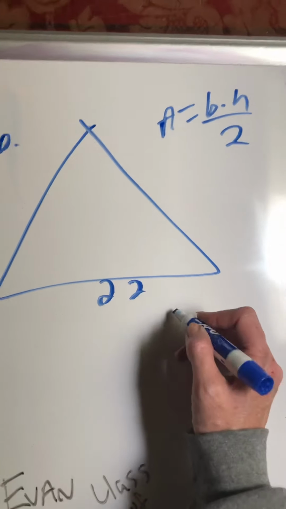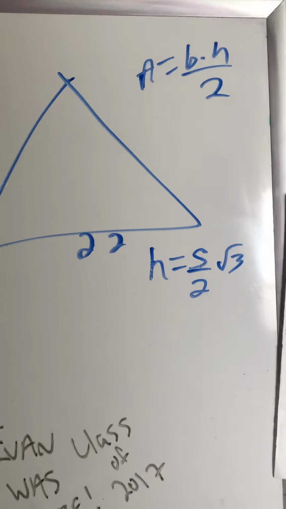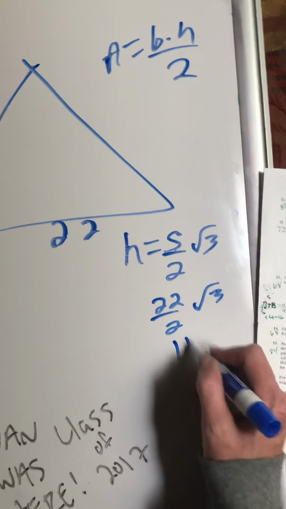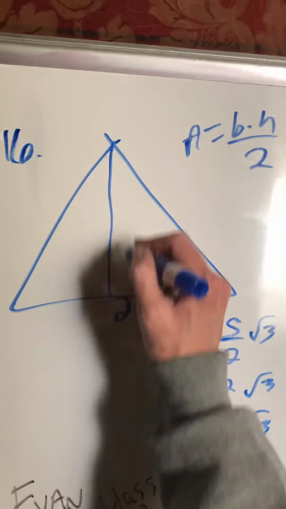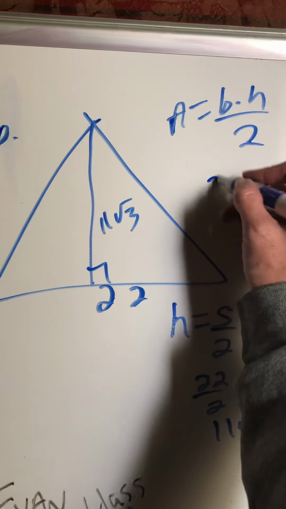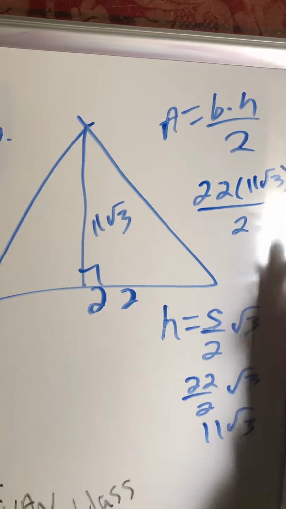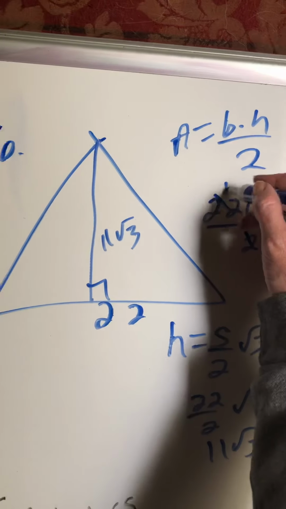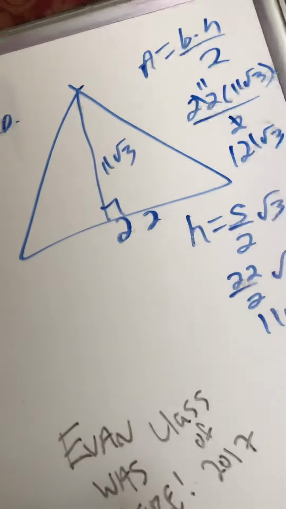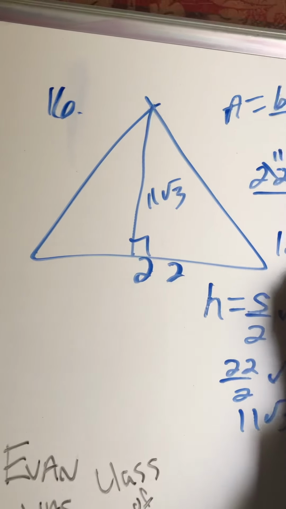So remember, the height of an equilateral triangle is side divided by 2 square roots of 3. That's the height. Side divided by 2 square roots of 3. So 22 divided by 2 square roots of 3. So 11 square roots of 3. So my height here is 11 square roots of 3. So you do base 22 times 11 square roots of 3 divided by 2. So 2 goes into 22, leaves an 11, so 121 square roots of 3. Meters squared.